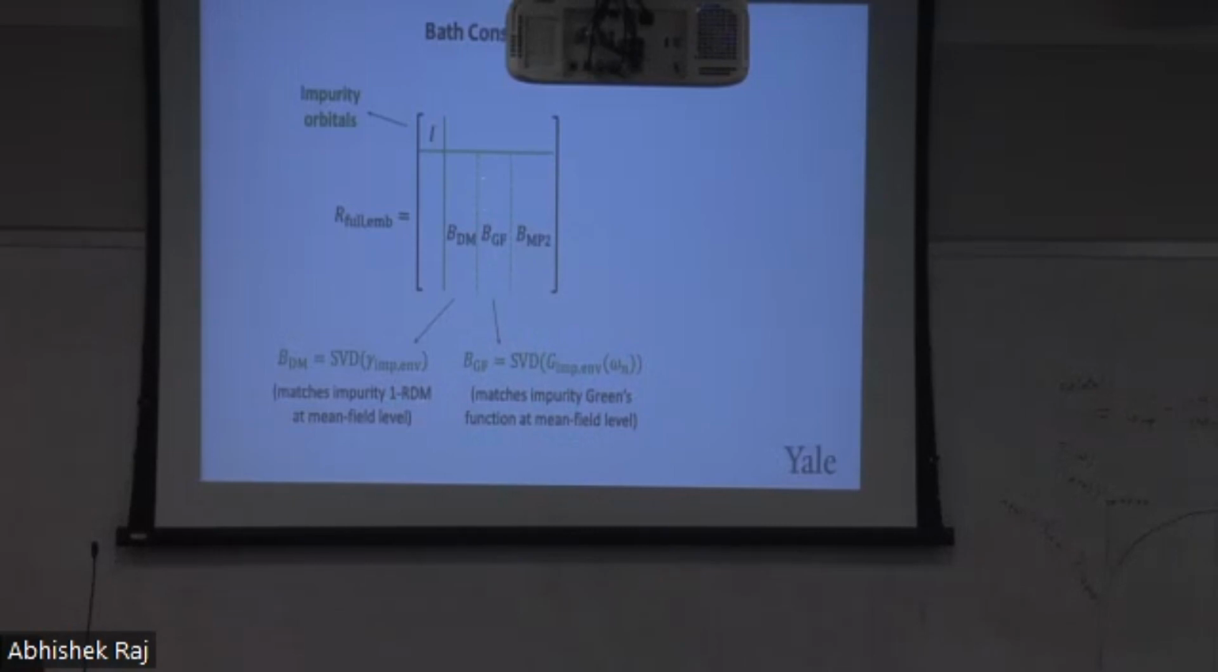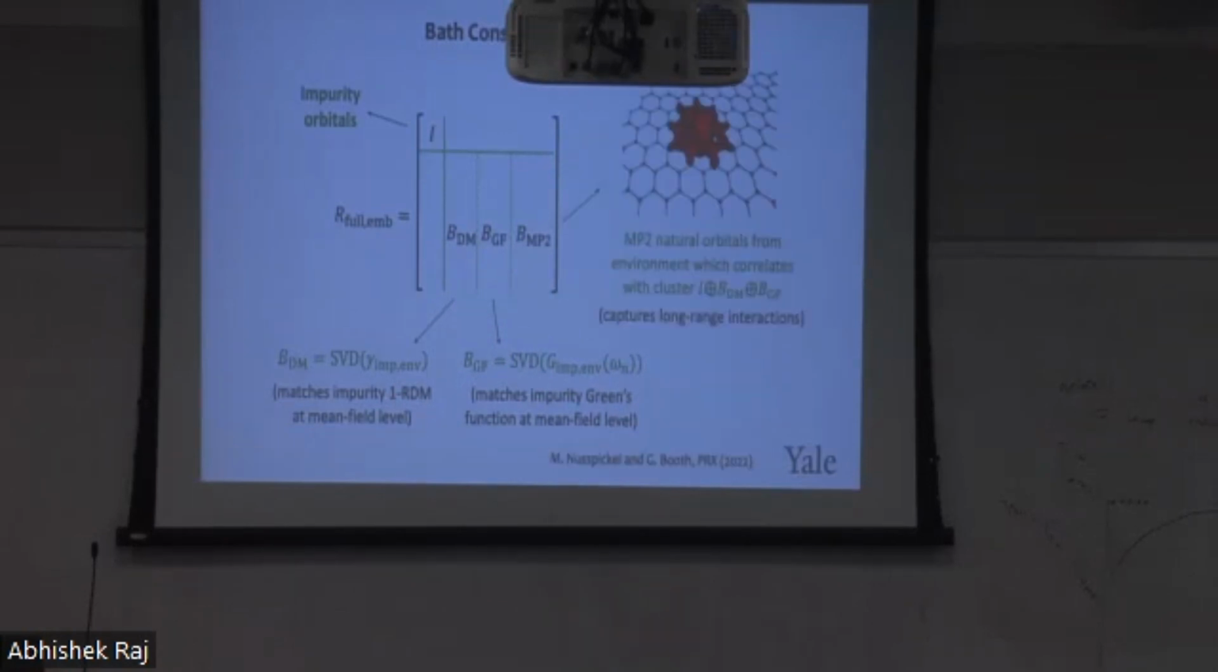And finally, because our target is to be more systematically improvable, we use the same idea that George Booth used in his 2022 PRX paper, where you can derive a set of MP2 natural orbital baths. You pick certain natural orbitals from the environment that are strongly correlated to your impurity clusters. That is a third type of bath states that you can pick. And you can use a combination of the three, and that gives you a projection matrix.